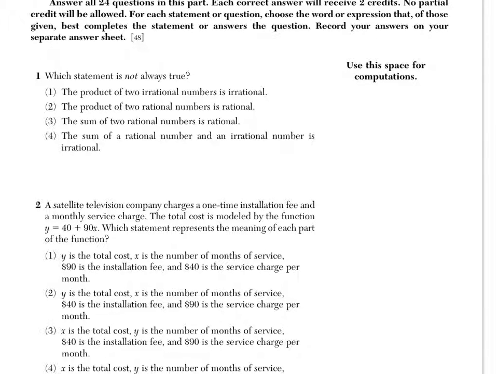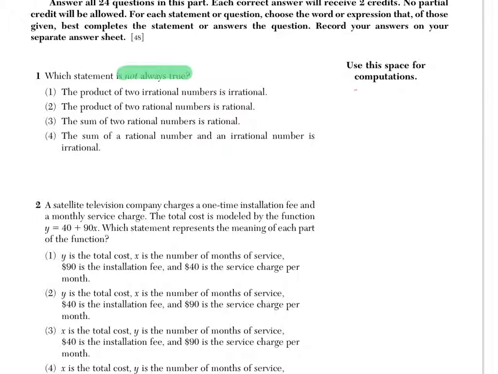Number one, we're trying to prove something to be false, so something that's not always true. As soon as we can find an example where it's false, we know that we have found our winner. Let's begin with number one, answer choice one. The product of two irrational numbers is irrational.